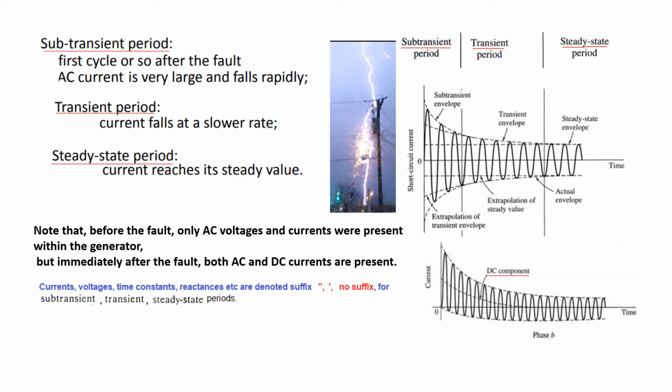Now the current, voltage, time constant, reactance, etc. are denoted by double dash, single dash, and no dash for the subtransient, transient, and steady state periods. For example, the subtransient reactance is given by this double dash, the transient reactance by a single dash, and the steady state reactance by no dash, nothing.